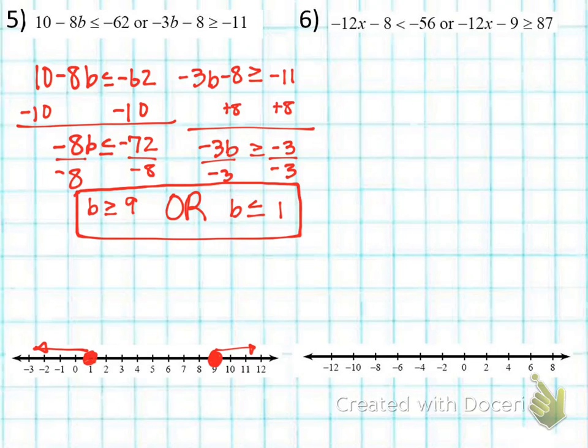That makes sense? So, turn to your neighbor. Talk about how this one is presented differently, how you have to do 2 separate problems, and that the answers are not crossing, so you have to put the word or in there. Ready, set, go.